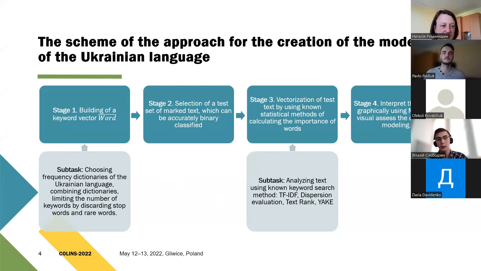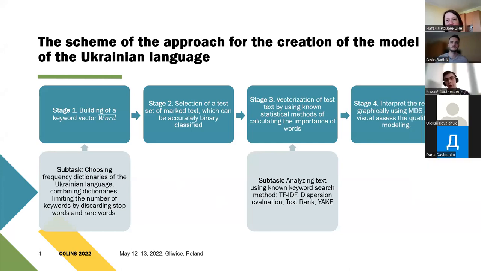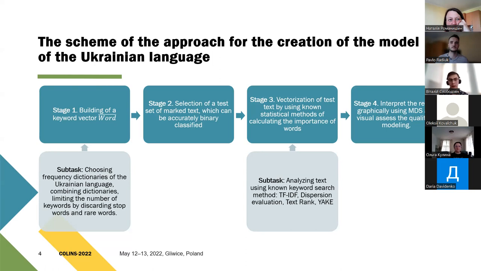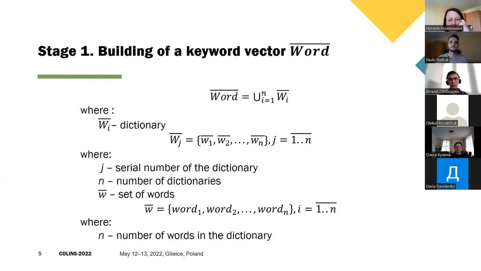So as I said, on this slide you can see the whole frame of the approach for creating the model. It consists of four steps: building of the keyword vector, selection of text which can be accurately classified, vectorization of text using the known keyword methods, and interpreting the result graphically using multidimensional scaling. Let's look at each step in more detail.